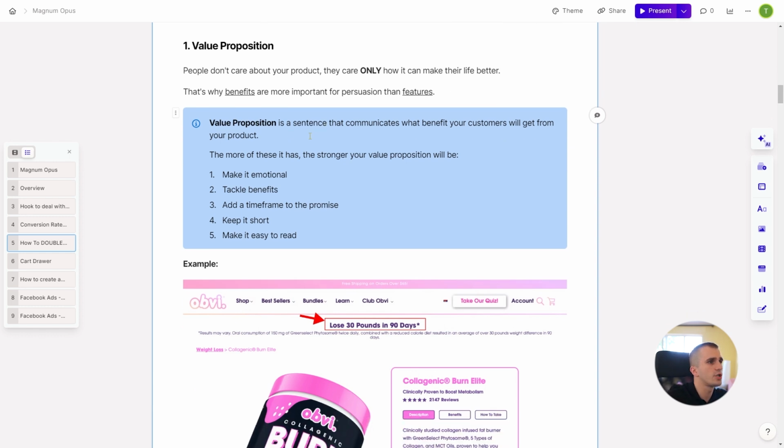So the value proposition, which is the first thing that you should have, is a sentence that communicates what benefit your customer will get from your product. You want to communicate what that benefit is. You don't want them to assume, you don't want them to guess, you just want to make it very clear what they will get, right? And the more of this your value proposition has, the stronger and therefore more persuasive it will be, right?